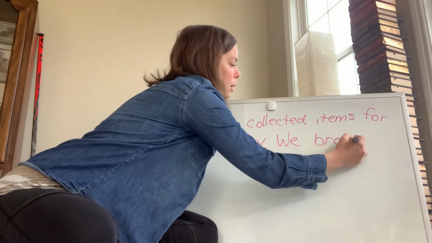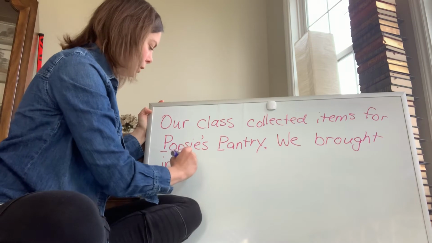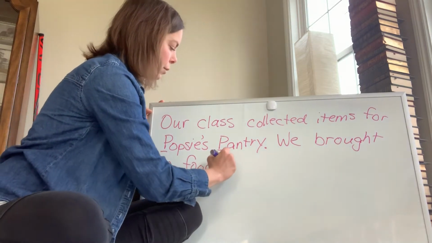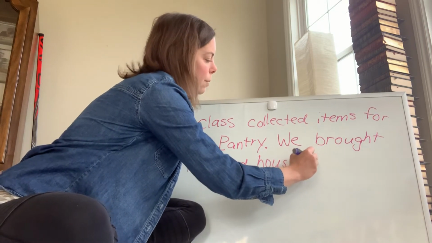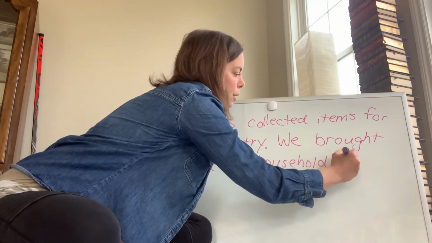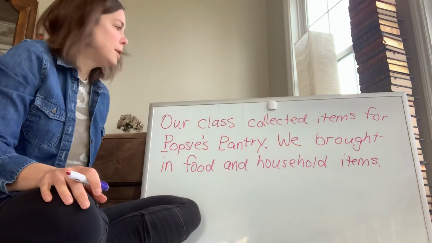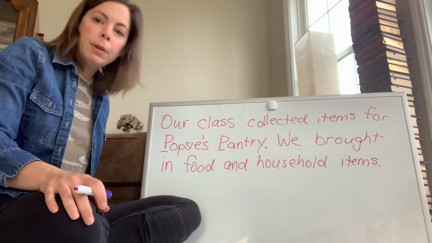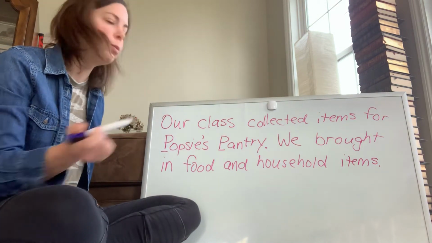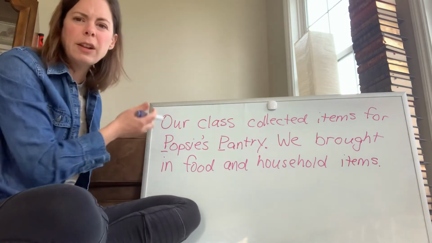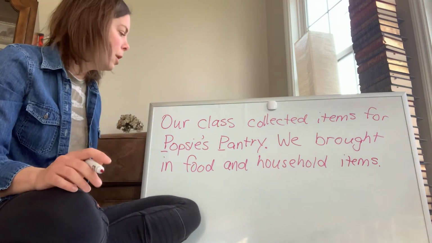We brought in food and household, that's a compound word, items. That's a good sentence. Make sure you end it with a period. You could be more specific if you want. Your paragraph should be similar to mine in structure, but you should not have my sentences except for maybe the beginning and the ending. The details in the middle should be your own.